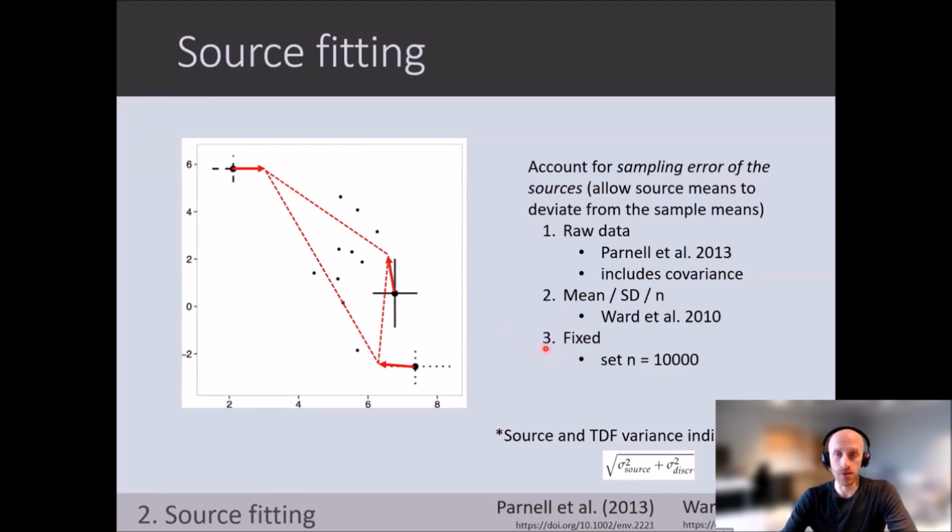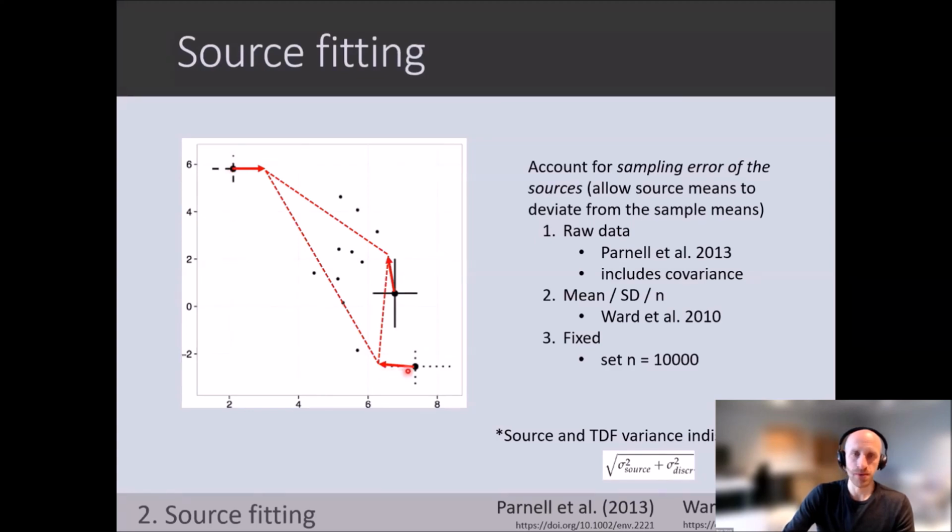And then if you don't want this behavior, or if you'd like to see how sensitive the results are to this behavior, you can artificially set the sample size to a really high value, like 10,000 or something. And then that won't allow the source means to move at all. So the effect is, say we have two isotopes, and we have three sources, and these are our mixture consumer points. And these are the sample means.